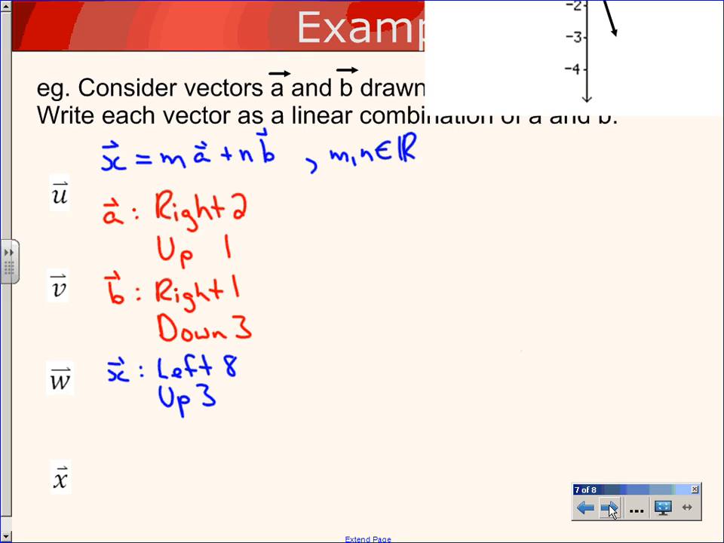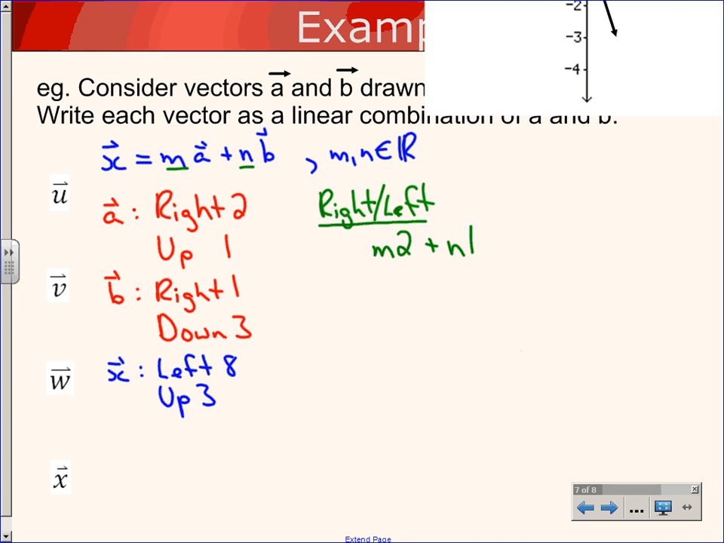We want to get vector x by using a certain number of vector a's and a certain number of vector b's. I want to think of it in terms of left and right movements and up and down movements. So let's first do the right, left. I'm going to use a certain number of go to the right 2's. Right? Vector a, we're going to use m of them. So m times, I'm going to move to the right 2. And then n times, I'm going to move to the right once.